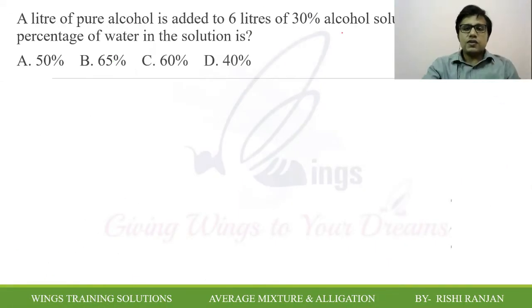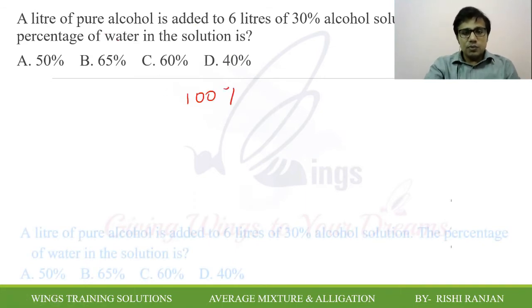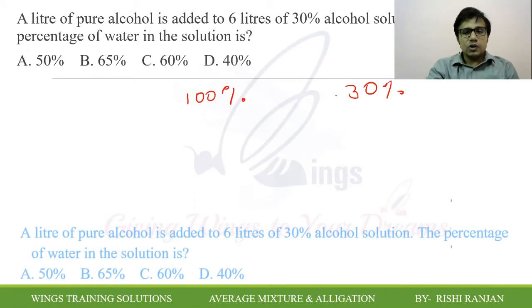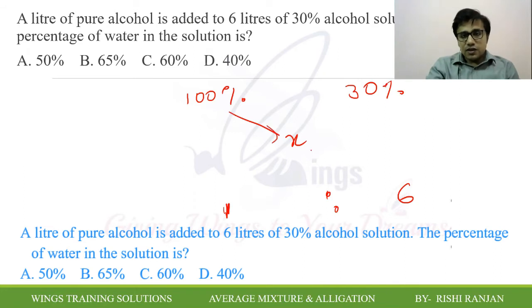Next question: 1 liter of pure alcohol is added to 6 liters of 30% alcohol solution, the percentage of water in the solution is? We have the amount 1 liter. In pure alcohol, alcohol percentage is 100%. The second one we are taking is 30% alcohol. After mixing them, they're asking how much it is overall. But one thing is given, these two mixtures are getting added in the ratio of 1 liter is to 6 liters, 1:6.